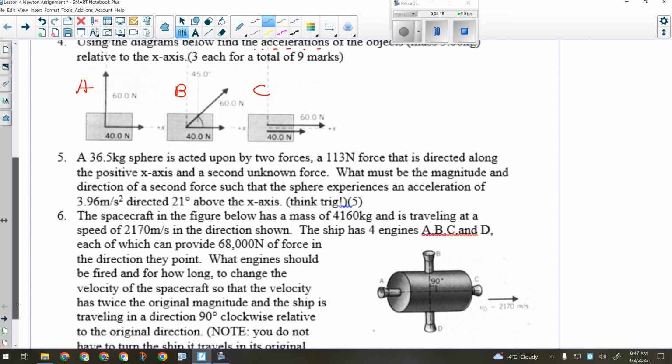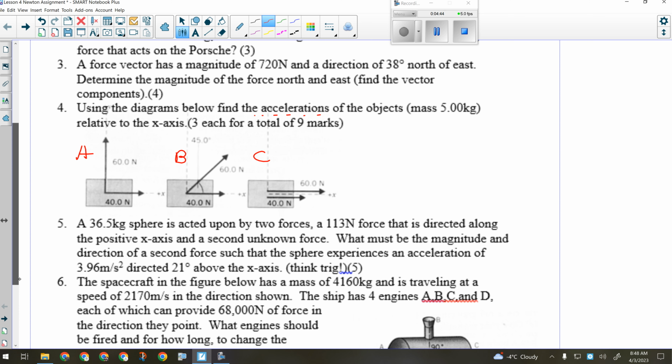Here's the big hint for that. It's not vertical. The 113, that's directed along the x-axis, so it is a horizontal force. The unknown force is not vertical. I have people just assume, oh, well, I'll just draw it up, this is an x and a y, and I'm done. It's not. That second force is an angled force.